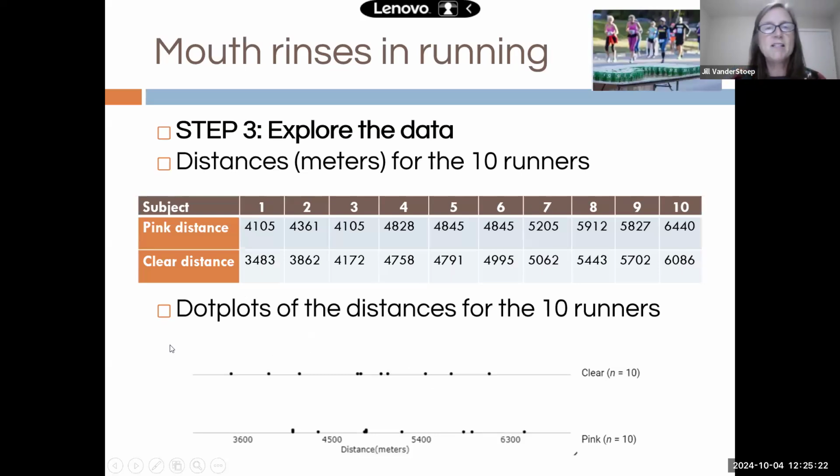So step 3, explore the data. So here are the distances run on the 10 runners with the pink rinse solution and with the clear rinse solution. And remember, that order was randomly assigned. They were randomly assigned a color for the first 30 minutes, and then they came back a week later and they used the opposite color. And we can also see in the data down at the bottom that there is a lot of variability in those distances run for both the clear and the pink, because there's a lot of individual variability, like you said in your chat. Some of the runners are just faster than others.